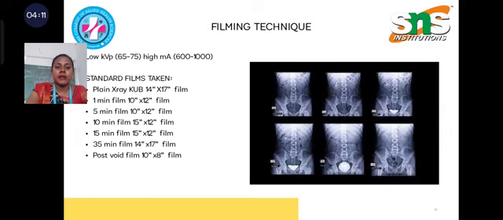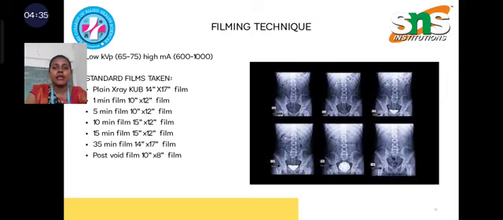What are the filming techniques? It should be used with low kV, within 65 to 75, and high mAs, within 600 to 1000 mAs. How many films are taken? The standard films are taken in different views at different minutes. What are the standard films? We'll see in the following.